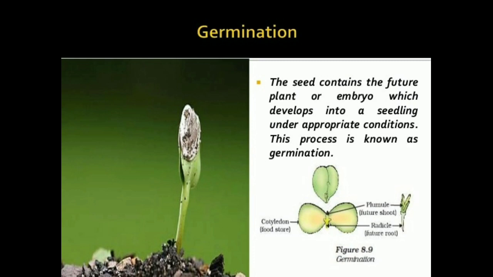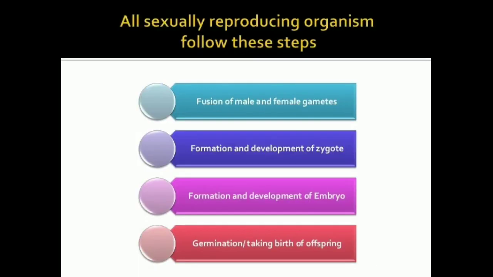So the sexual reproduction of a flowering plant includes the following steps. What are they? First, the fusion of male and female gametes. After fusion, the zygote will develop, the zygote will give rise to the embryo, and the embryo will germinate. That is germination. Okay, so these are the different steps that occur in the sexual reproduction of flowering plants.